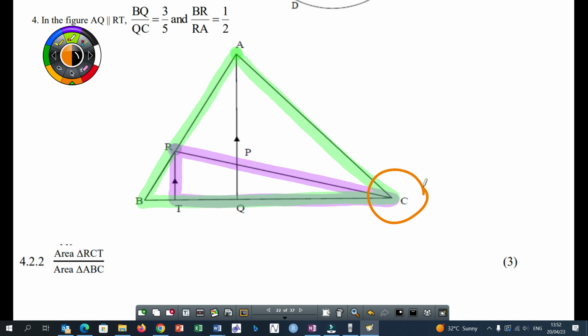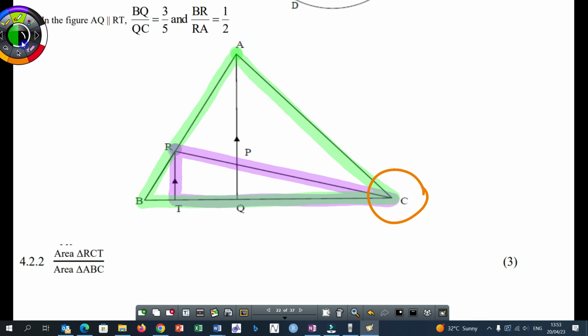All right, can I have your attention, please? Some of you were not here yesterday. For this question, you have to identify a third triangle which shares a common height with both triangles. So it's more like this.